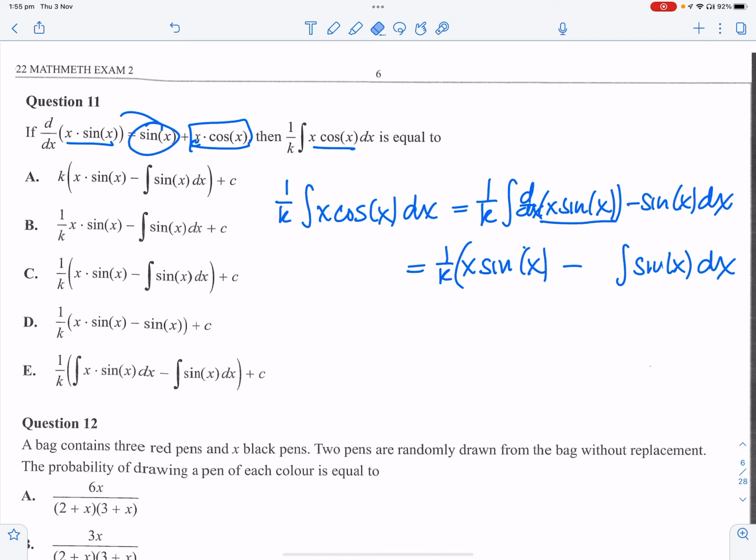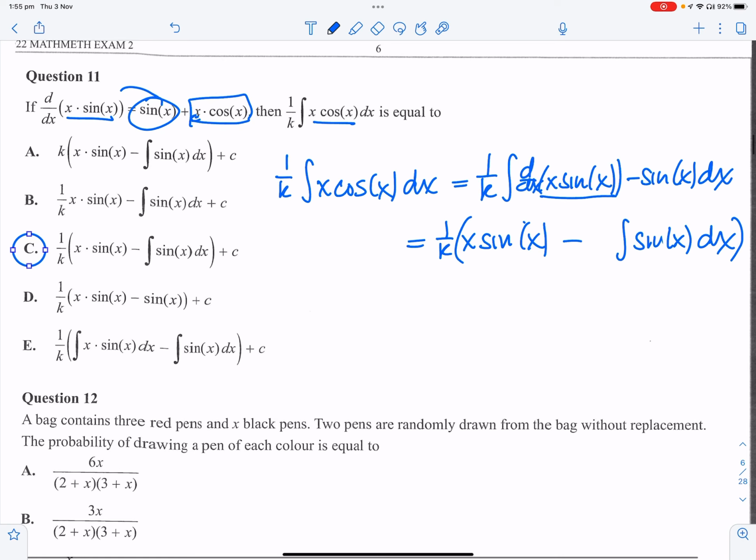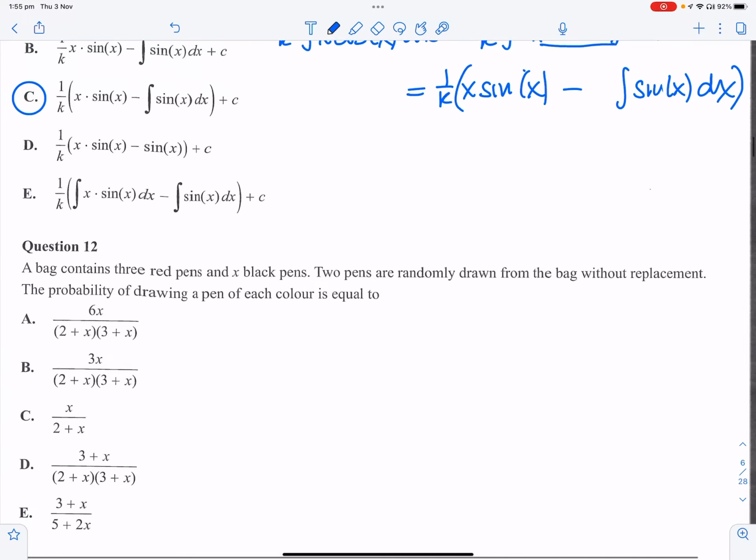We could put that 1 on k right out the front. So x sine x, so 1 on k x sine x minus sine x dx. So I get C. If we antidiff that, we get cos, so it can't be anything else.